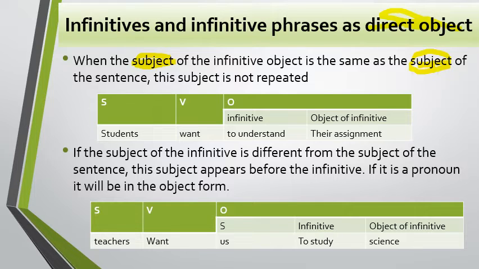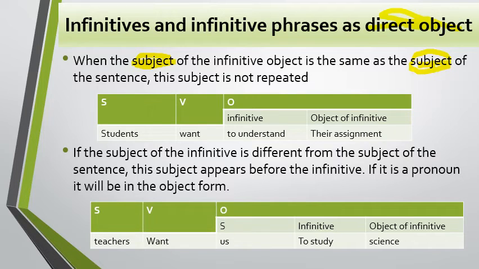Let's see the following sentence. Students want to understand their assignment. My subject is students. Want is the verb. My object is the whole phrase, to understand their assignment. If I look at the object, which is the infinitive, to understand is the infinitive. Their assignment is the object of the infinitive.